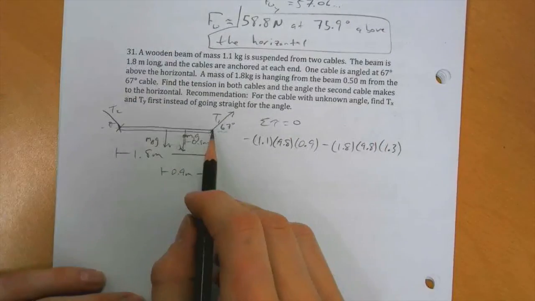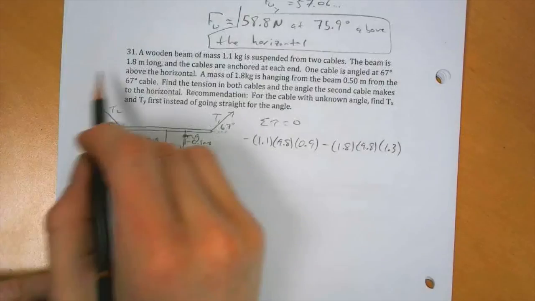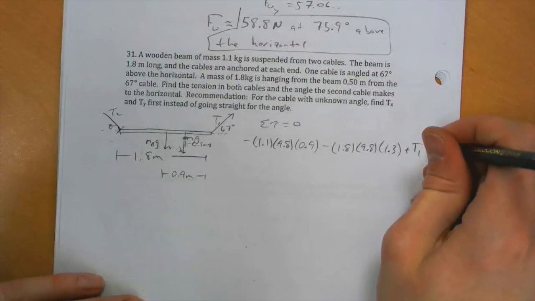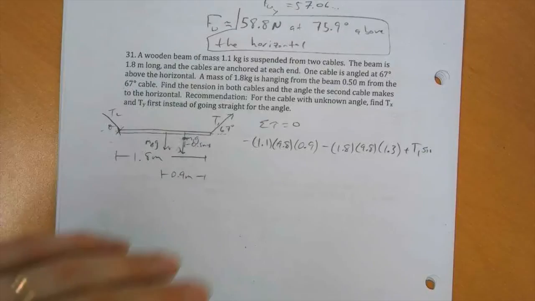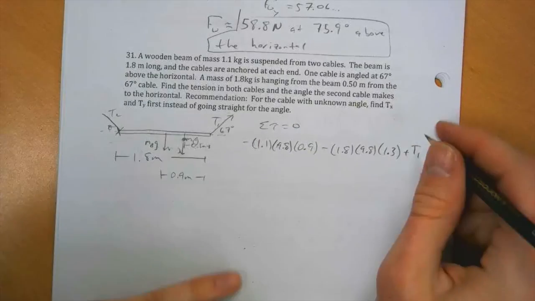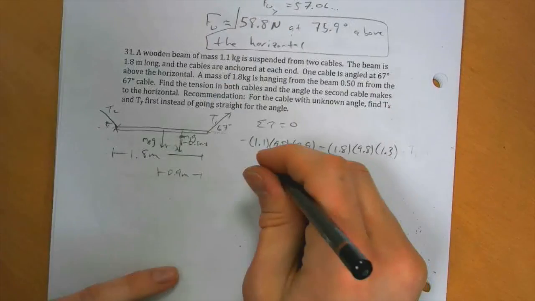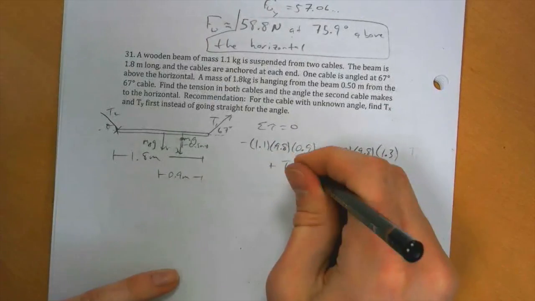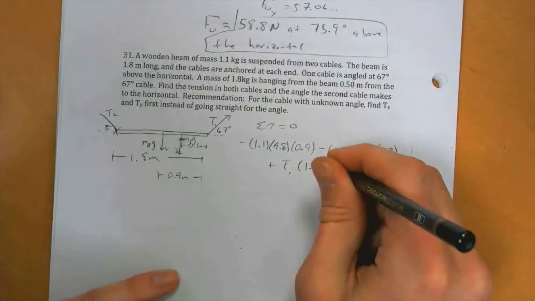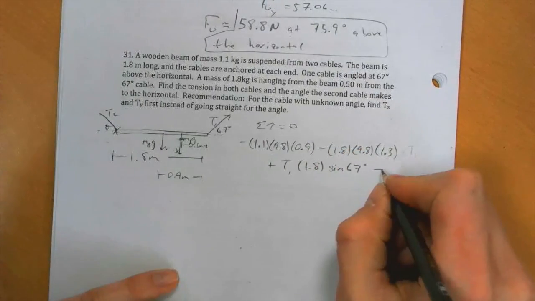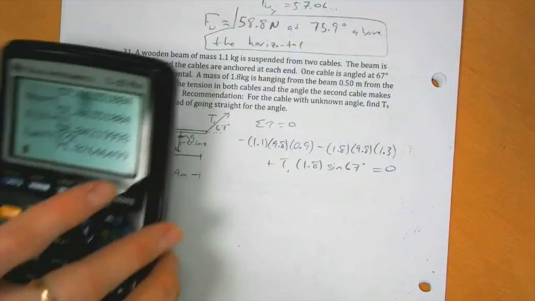And then this tension would cause the beam to rotate this way, clockwise. So we've got plus T1 times the distance, which is the full length of the beam. Actually, I'm going to run out of space here, so I'll put this on the next line. Plus T1 times 1.8, and this is acting at an angle of 67 degrees from the beam. So we can calculate what that tension is right away.